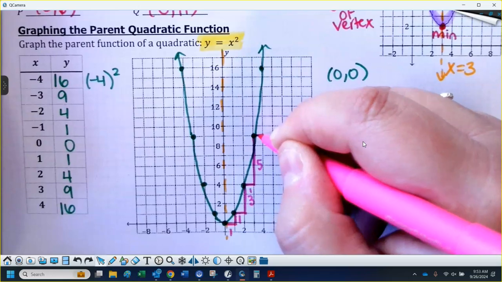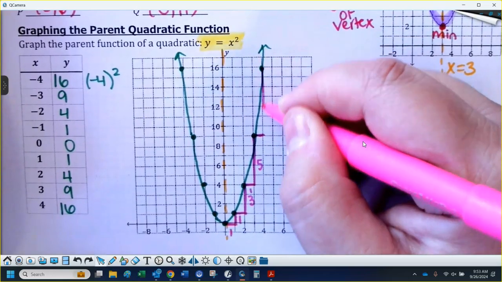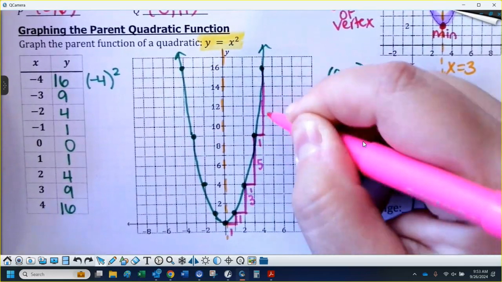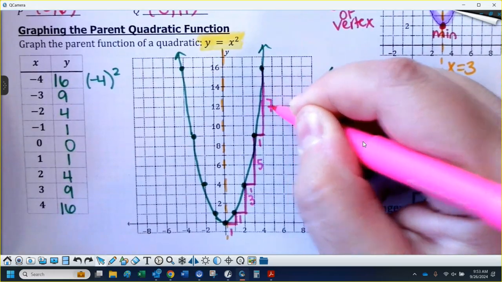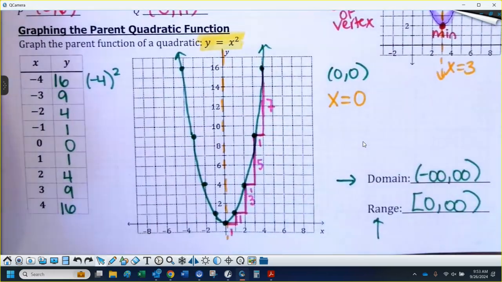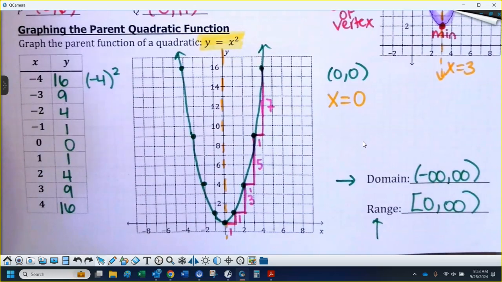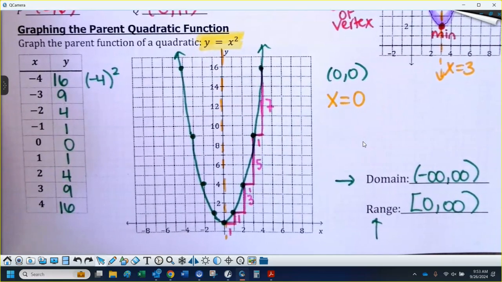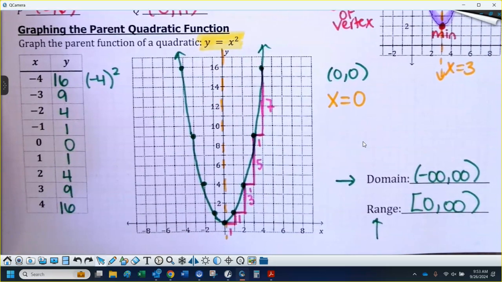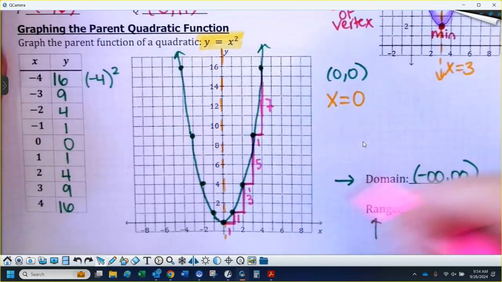And then from there I go over 1, and I go up. This goes from 9 up to 16, so that would be 7. Does anybody notice any kind of a pattern? Okay, so what would you tell me the sequence was? You add 2. So what would the next number be? 9. Exactly. Do you guys see this?